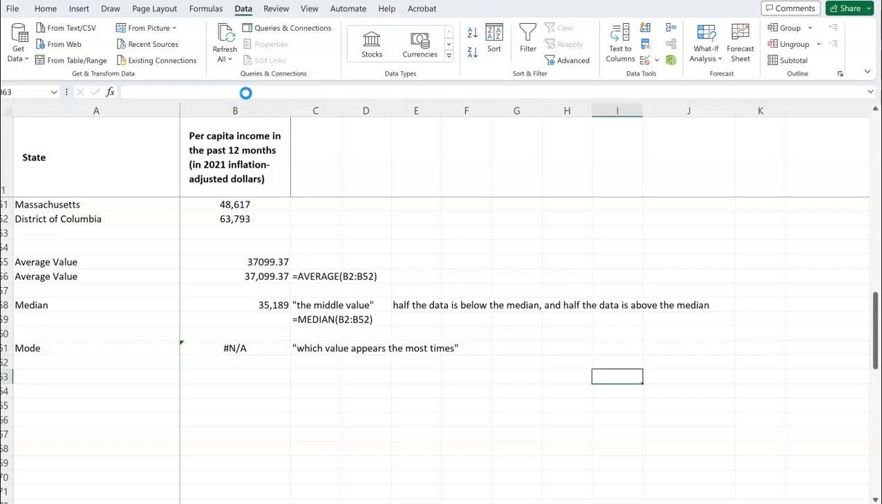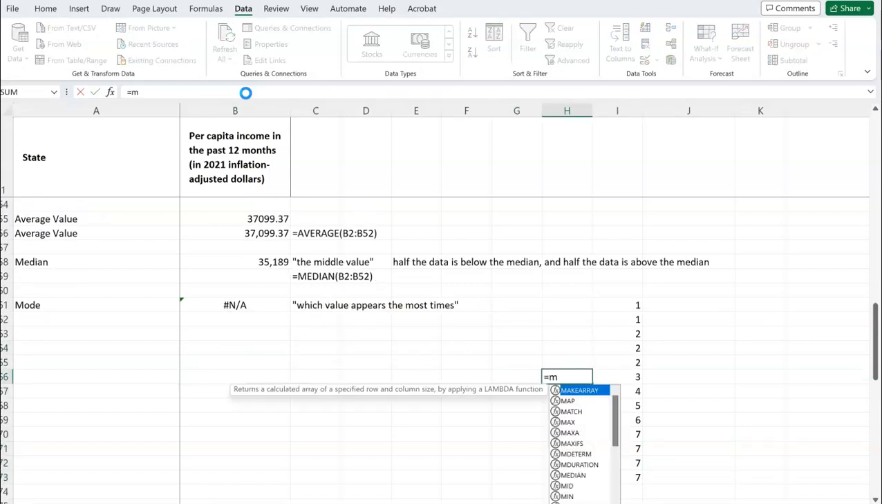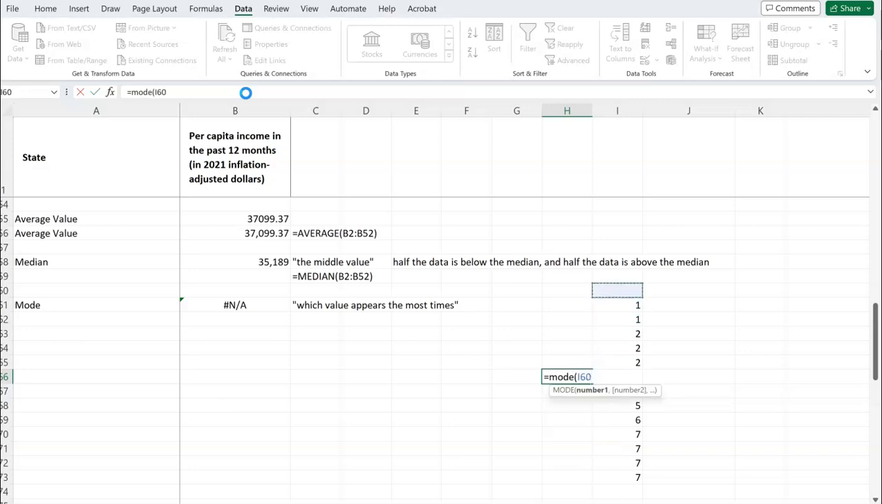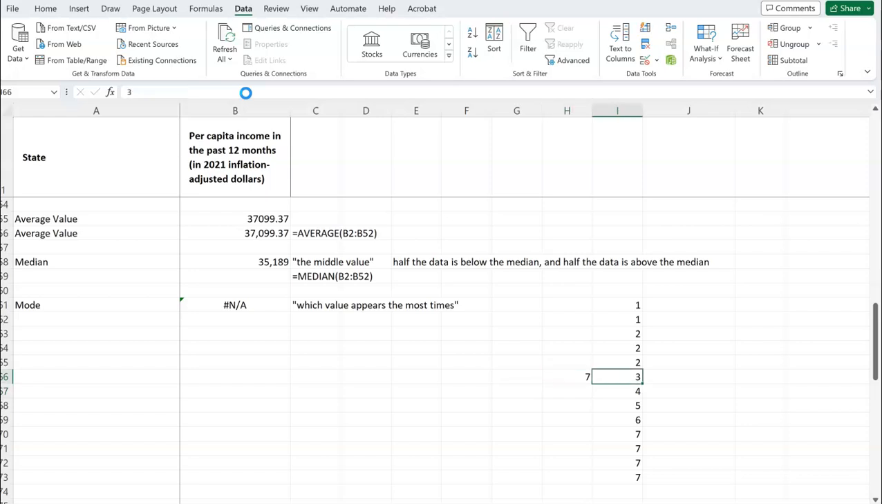Let's look at another data set. If I were to find the mode here, I would highlight all these numbers, and it would give me the number 7 as the mode because it appears the most number of times. So the number that appears with the highest frequency is the mode. And in our case, since all the numbers appear just once, there is no mode.